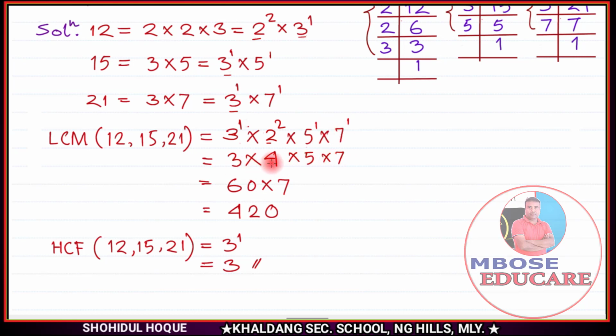3 times 4 is 12, 12 times 5 is 60, 60 into 7. 6 times 7 is 42, and 0 is here. So 420 is the LCM of 12, 15 and 21.